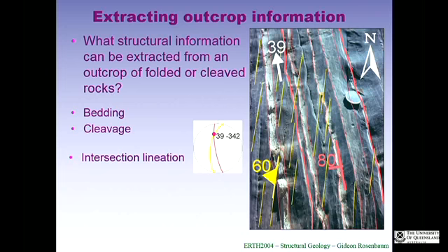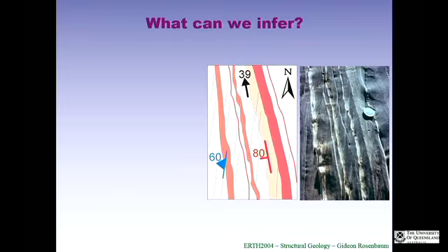Okay, now the other thing that we added here, so the map becomes a little bit better. We added here an arrow showing the intersection lineation. Okay, we have intersection lineation, cleavage, bedding, and we really create something that looks like a neat geological map now. So let's see what we get from this map.